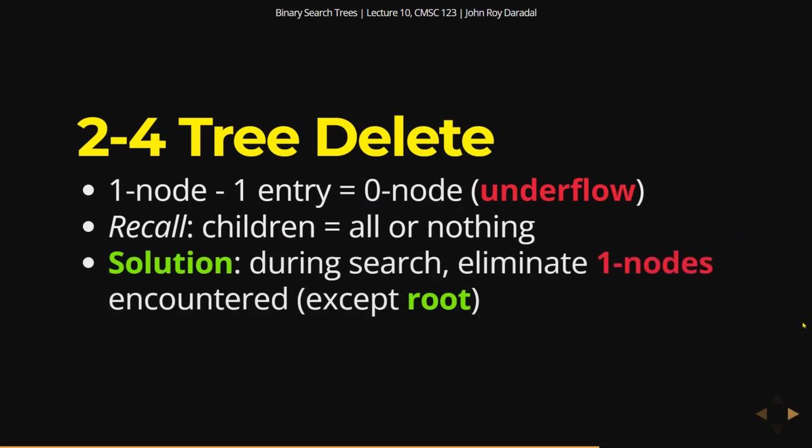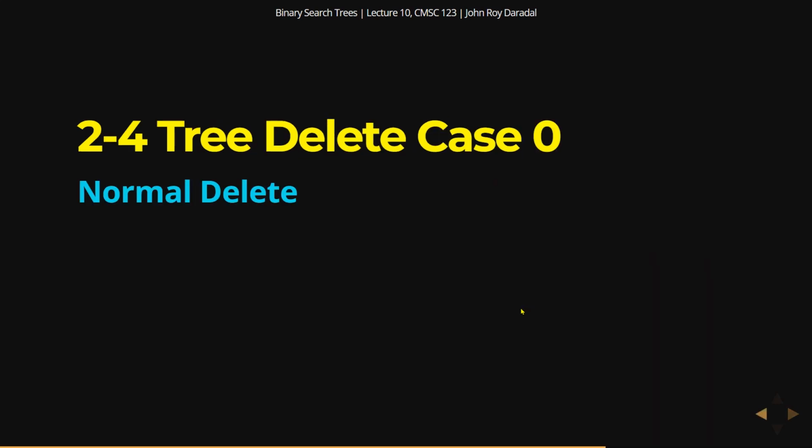So what we'll do is, during search, we will eliminate one nodes that we encounter along the way, except for the root. If it's the root, then we'll just keep it as a one node. We won't delete the root anyway. But if it's not the root, then we'll have to eliminate them using some rotations and fusions. So we'll look at several cases.